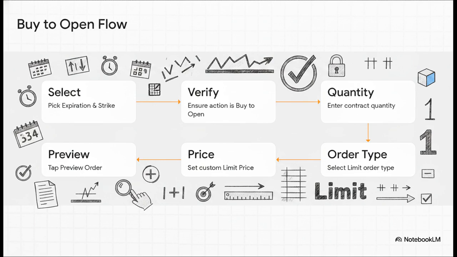All right, here is your exact step-by-step flight path. If you follow this sequence, you'll ensure you're properly establishing a new long position. On the chain, pick your expiration date and your strike price, then tap the ask price. Next, you must verify the action says exactly buy to open. Then enter how many contracts you want. Honestly, starting with just one is best, and make sure your order type is set to limit. Finally, set your custom limit price somewhere near the midpoint of the bid-ask spread and hit preview order.